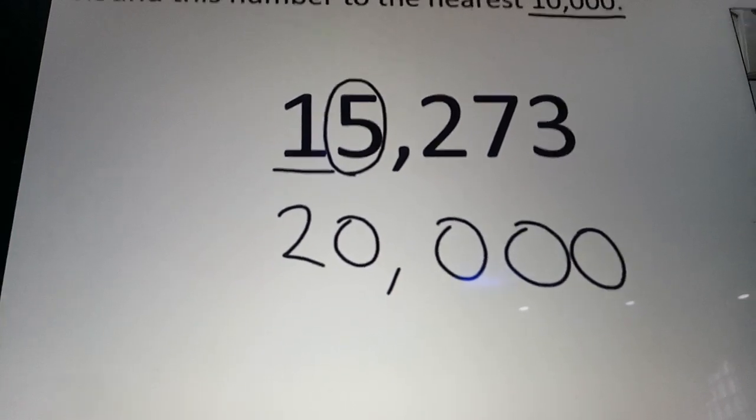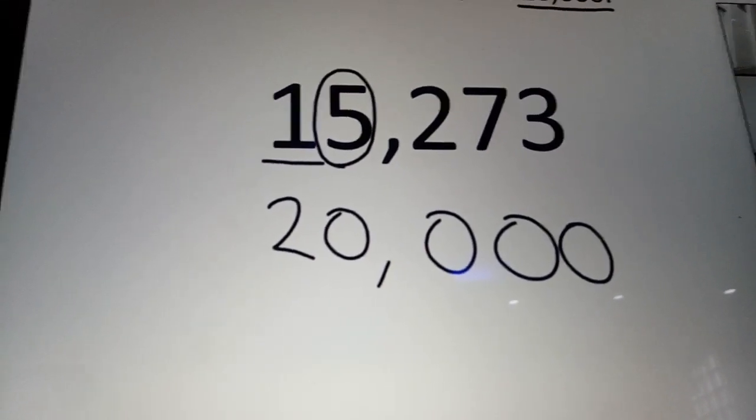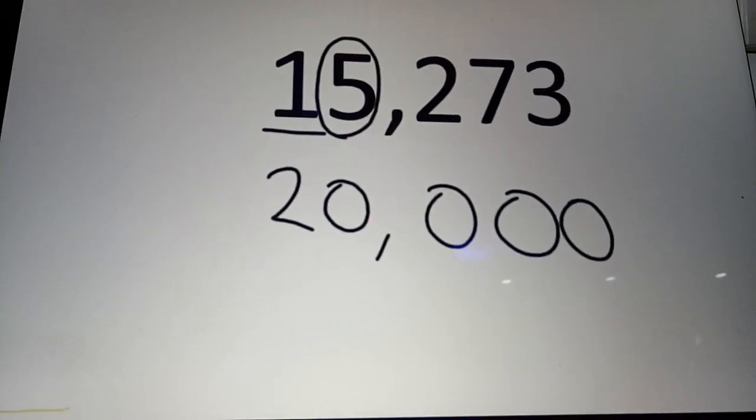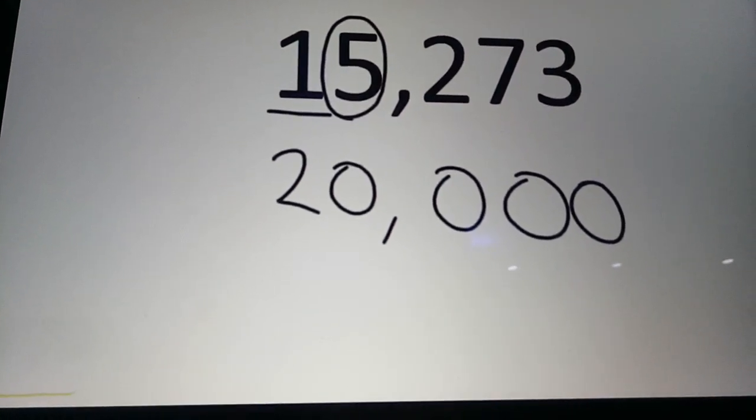So even though 15,273 is almost right in the middle between 10,000 and 20,000, that 5 tells me it is closer to 20,000.